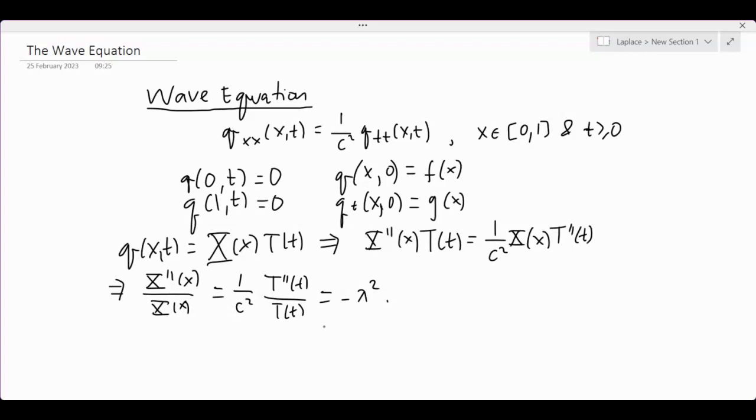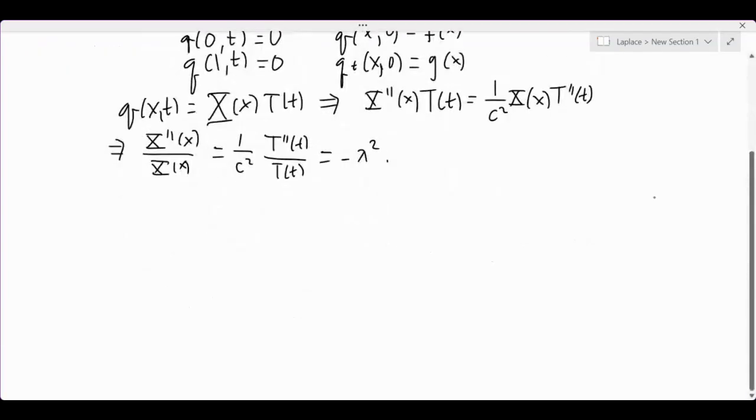It can be shown also that if we assume that this common value of a constant is greater than or equal to zero, then the only possible solution q of (x,t) we will get is the zero function. And this function will actually be contradictory because it will only be true if f of x is equal to zero. And with that said, we now continue with our solution.